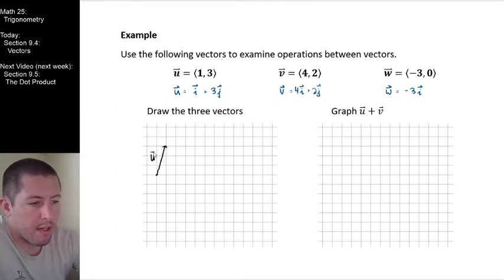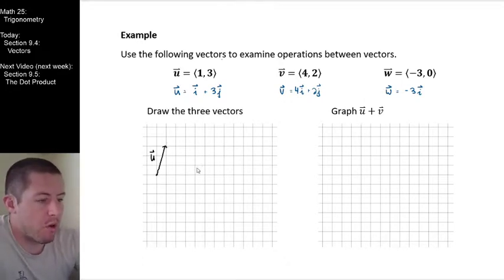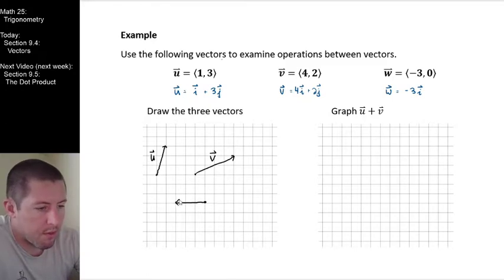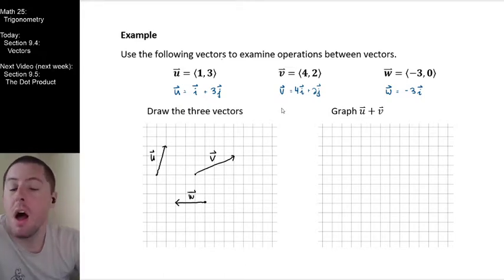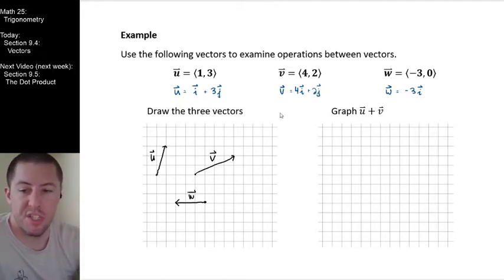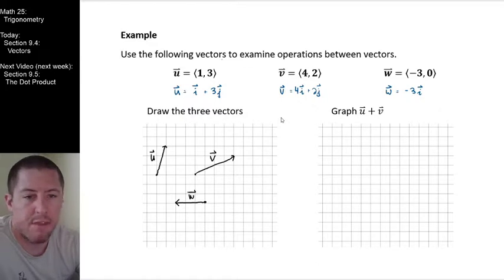So there's my u vector. That is a vector that went right 1 and up 3. My v vector says go right 4 and up 2, so I could go right 4 and up 2. So there's my end point right there. There's v. And finally, my w vector says go left 3. So there's a w vector right there. Again, it doesn't matter where in space these are at all. All that matters is that we're following the instruction set associated with the motion tied to these vectors.